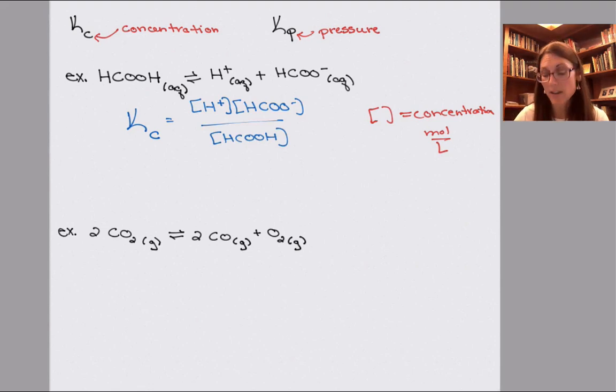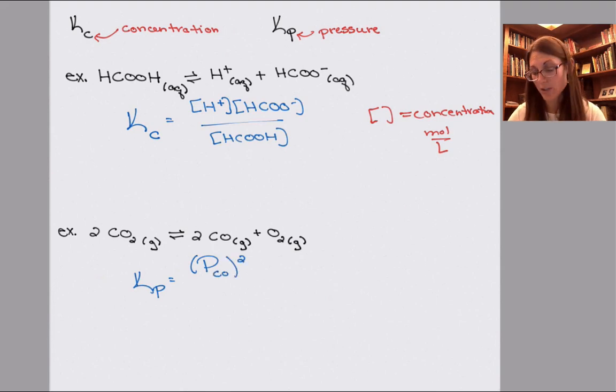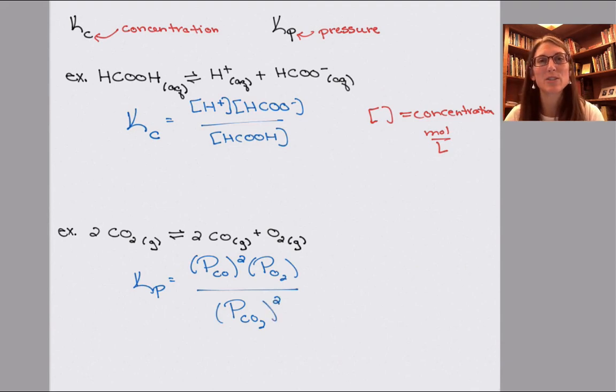So I can write a Kp expression where I have the pressure of the CO2, which is going to be squared because its coefficient is 2, times the pressure of the O2, products over reactants. So just remember, when you go to write an equilibrium constant expression, products over reactants, use your coefficients as the exponents that you're raising either your concentration or your pressure to.